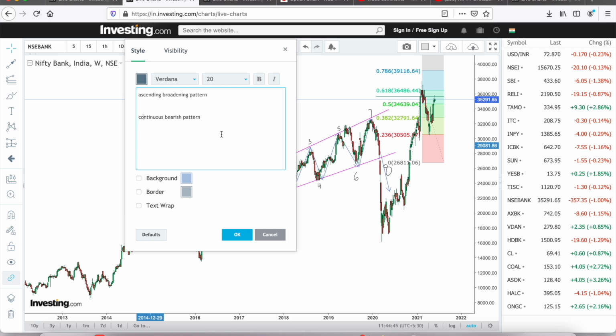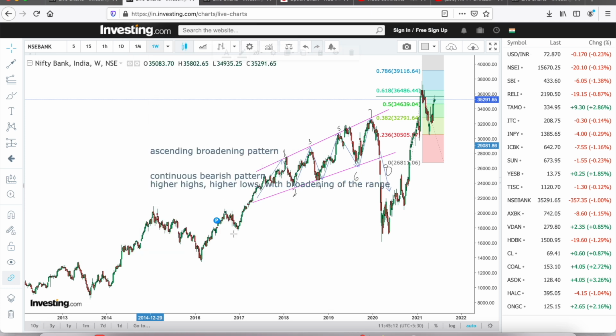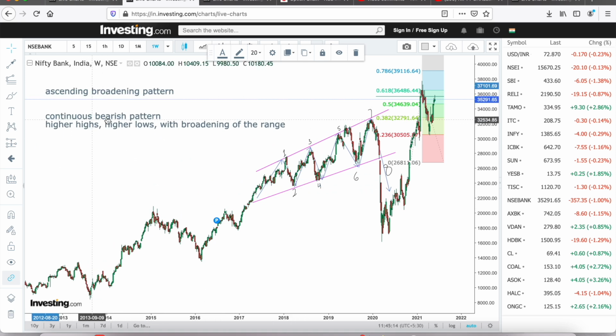First thing, how to recognize this pattern is that it will show you higher highs and higher lows, with broadening of the range. I hope you have got this much. It's a continuous bearish pattern showing you higher highs and higher lows. Even the lows are moving on an upside, and the range is broadening slowly. I hope you have understood that.